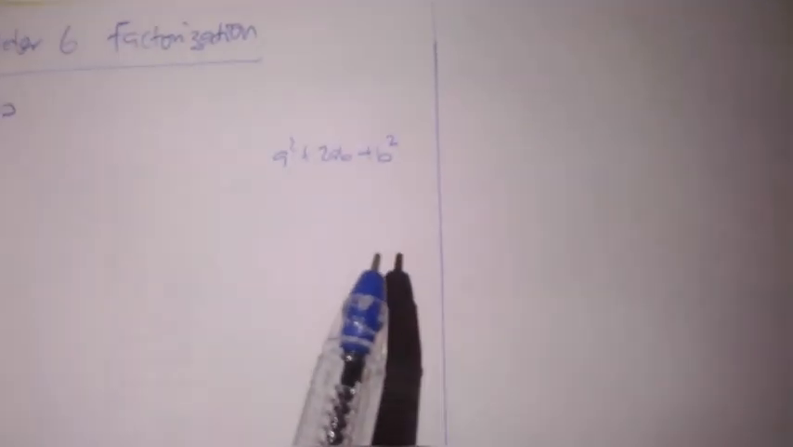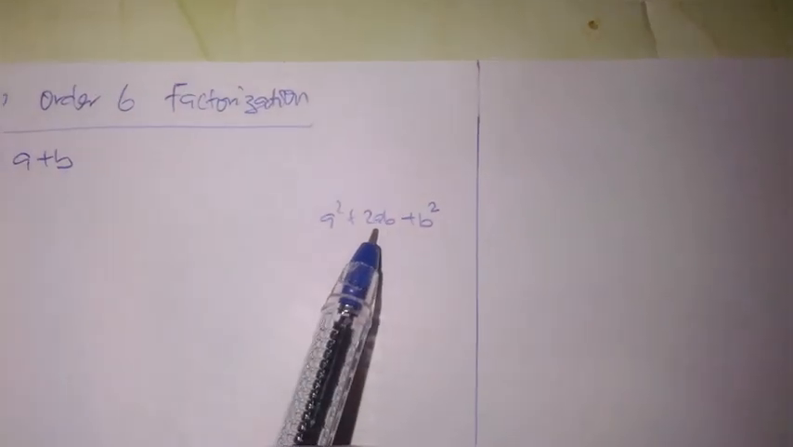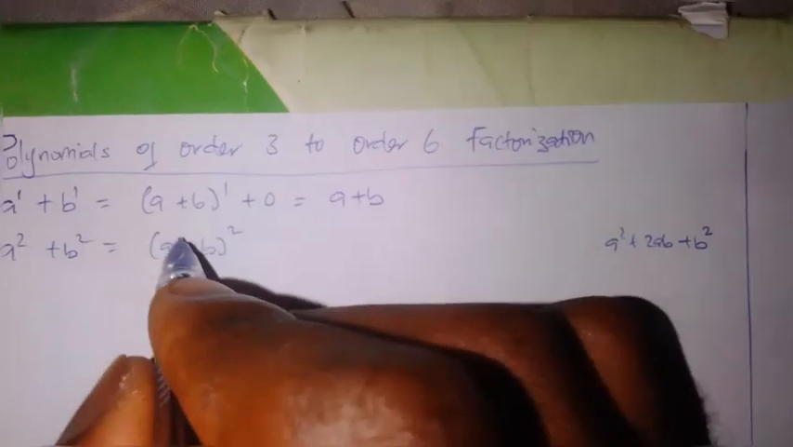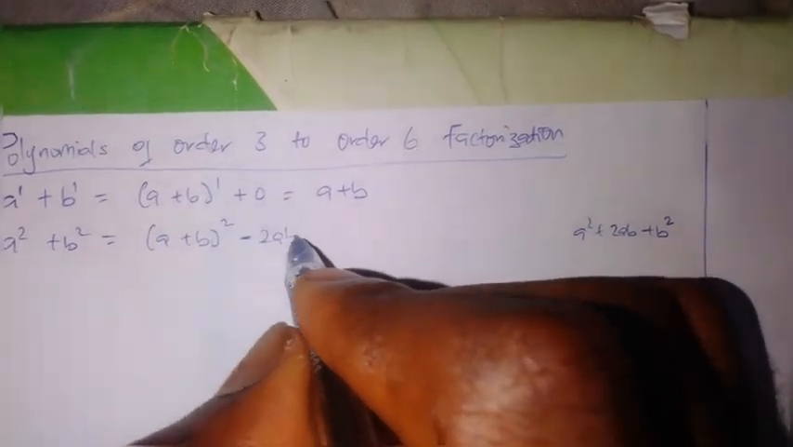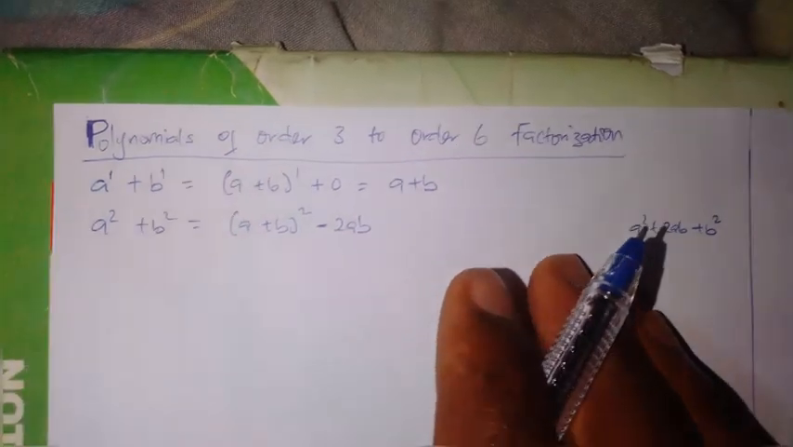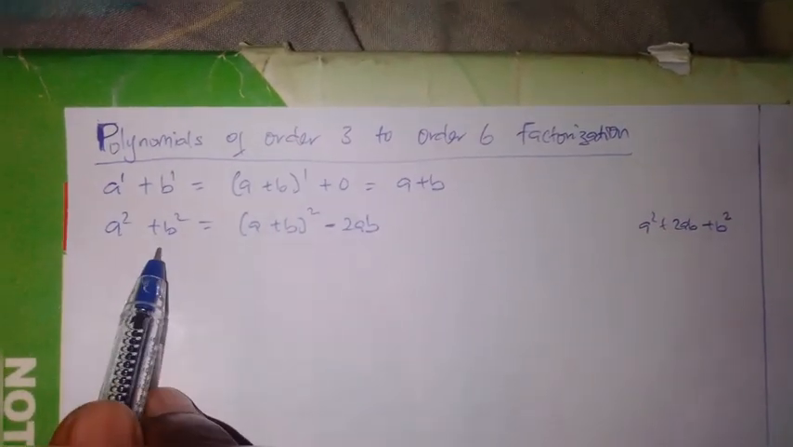Now, I want it to be only a squared plus b squared. In which case, what will I do? I'll subtract 2ab. That becomes minus 2ab. So that's the expansion or the factorization of this expression.